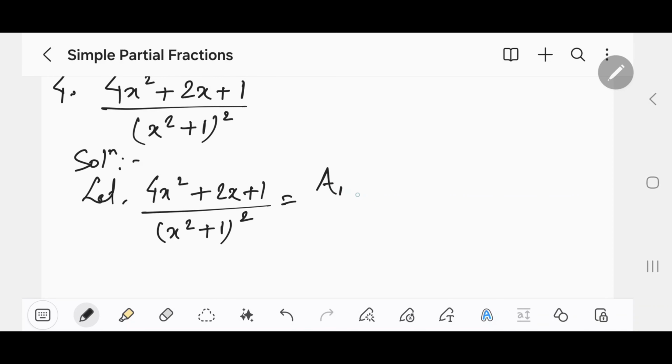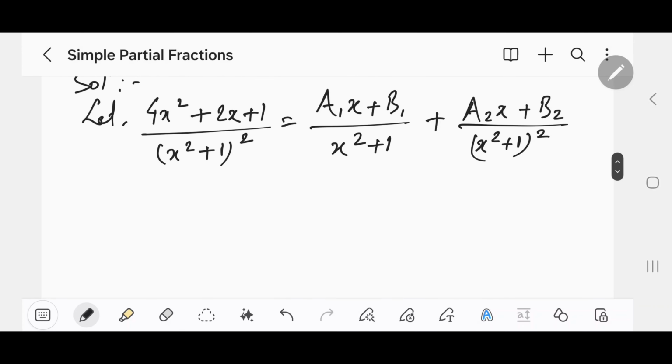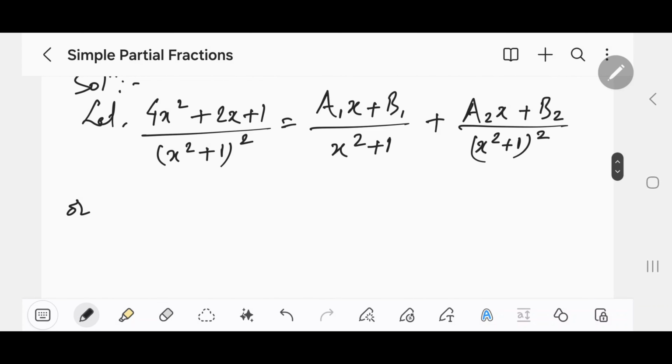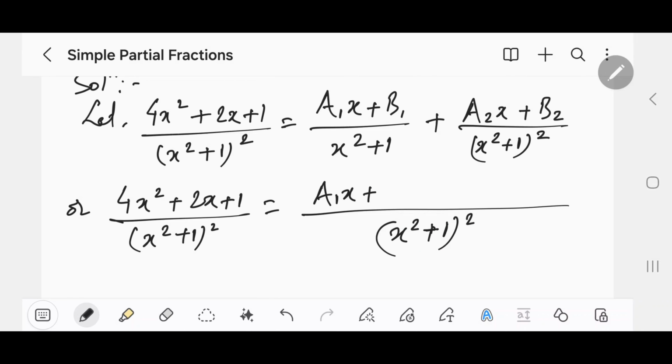So how we can assume: let 4x square plus 2x plus 1 divided by (x square plus 1) whole square equal, this is repeated 2 times, so let's write the partial fractions like a1x plus b1 divided by x square plus 1, plus a2x plus b2 by (x square plus 1) whole square. Let's take the LCM here. LCM will be (x square plus 1) whole square. We have (a1x plus b1) into (x square plus 1) and a2x plus b2.